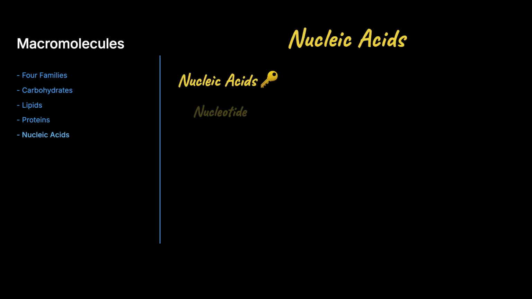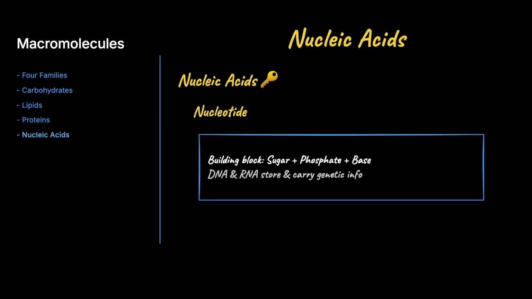The 4th family is nucleic acids, and you already know the stars, DNA and RNA. The building block is the nucleotide, that sugar, phosphate, and base trio. Their job is storing and carrying genetic information. Here is a detail worth a point. ATP, the very energy molecule we met inside the cell, is itself a nucleotide.